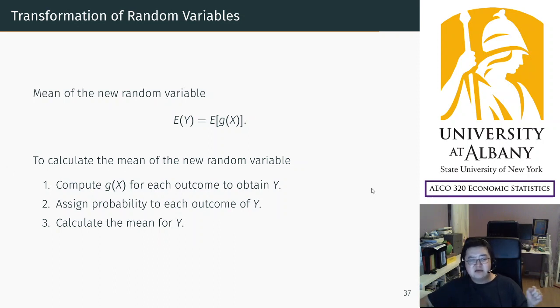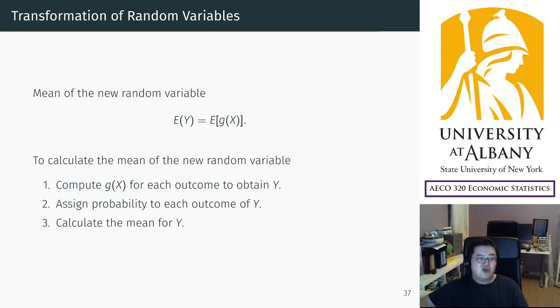And second, assign probabilities to each outcome. So think about which are the same events, and the same events have to have the same probability. That's the principle. When the transformation becomes more complicated, the probability is a little bit more complicated, but in this example, it should be simple enough.